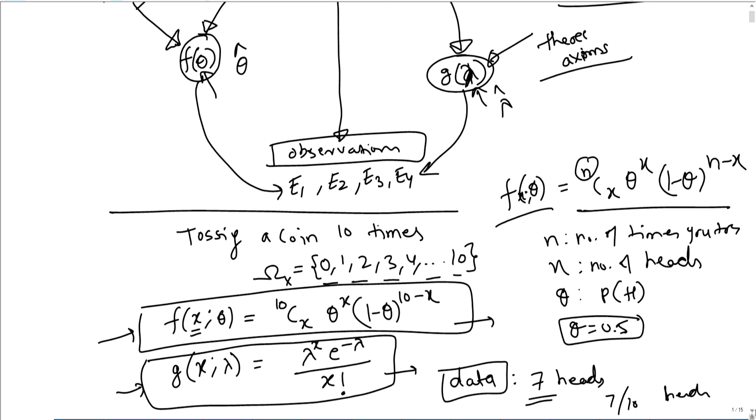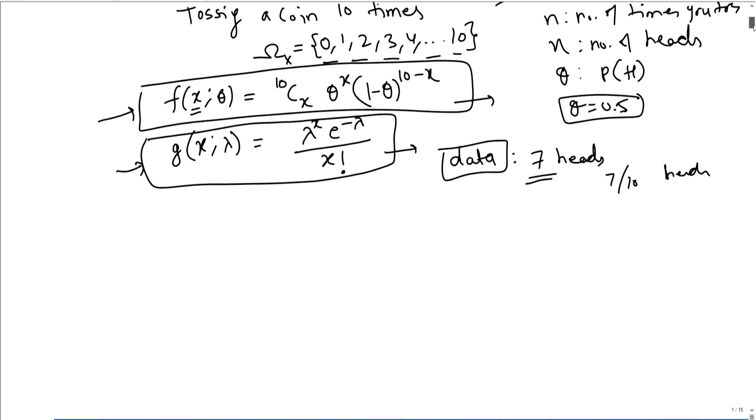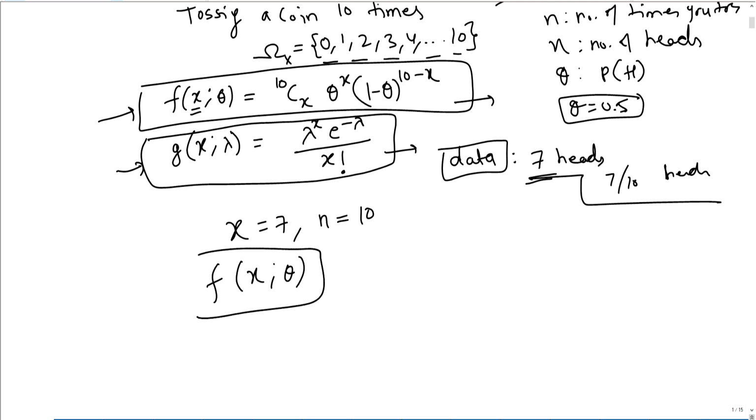But before comparing these two assumptions, you also need to estimate for what value of theta you would be able to generate this data. That is, what is the data that you are generating: 7 heads, and the number of coin tosses is 10. So, for what value of theta can you generate this observation from this probability assigner function f of x theta? Well, then theta should be somewhere around 0.7.